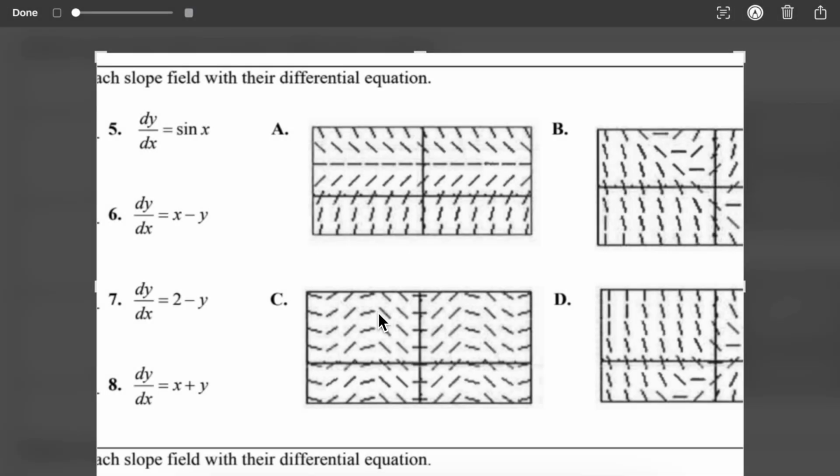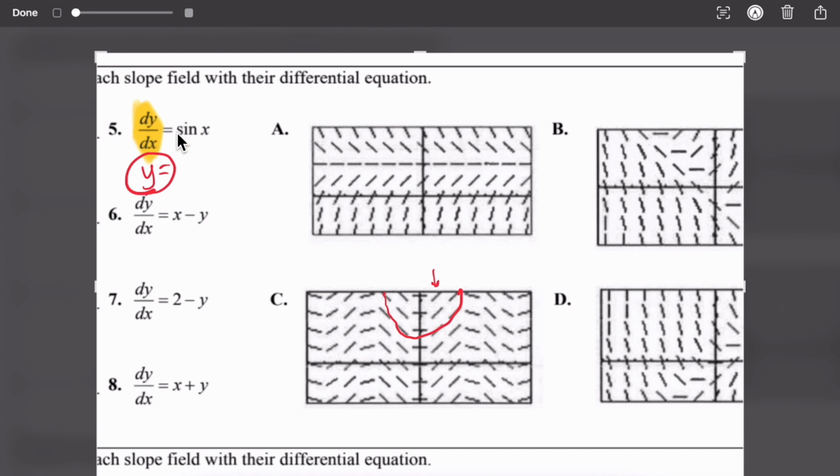Next, we are asked to match each slope field with its respective differential equation. The first thing we notice is that these choices are solved for y prime. They're solved for dy dx. Therefore, we're just going to be looking at the slopes here. We are not, for example, going to be drawing in any solution. You don't see the word solution, find solution here. You don't see the choices solved for y. They're solved for y prime.